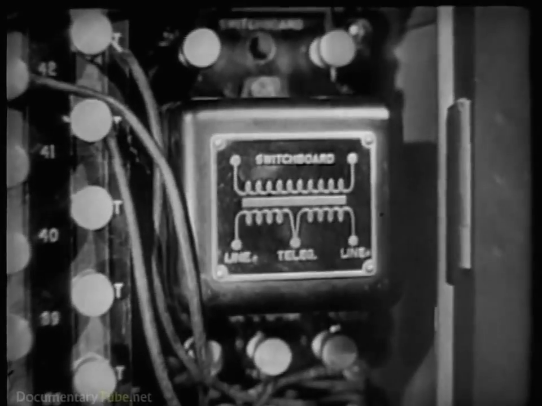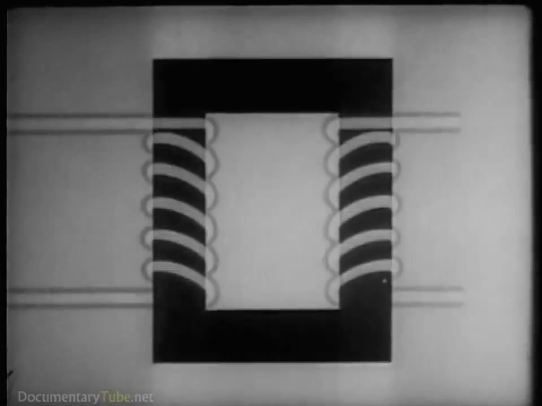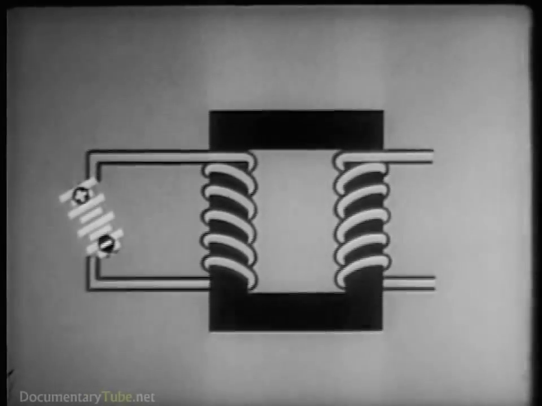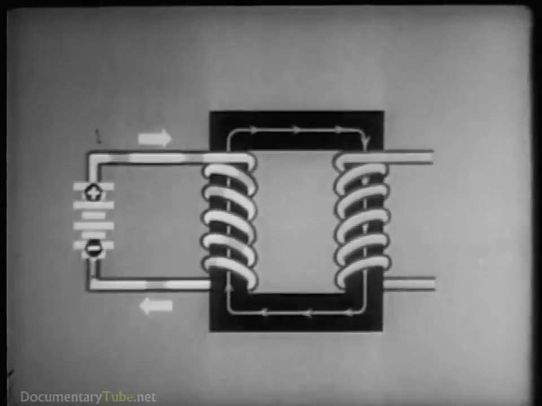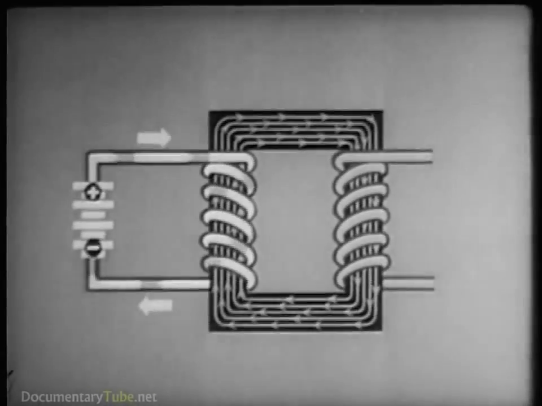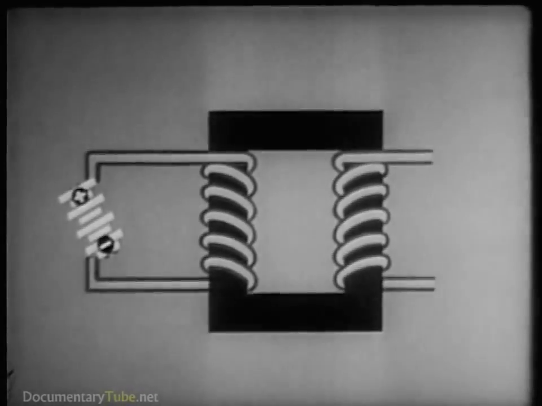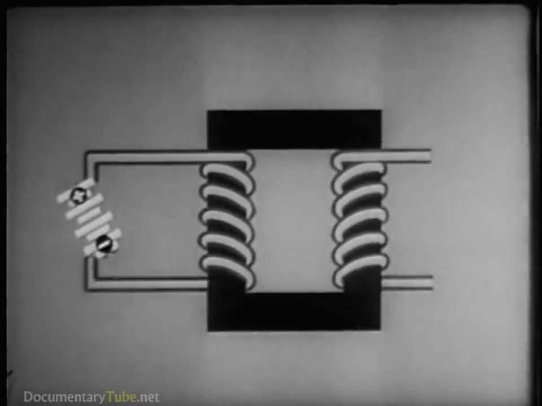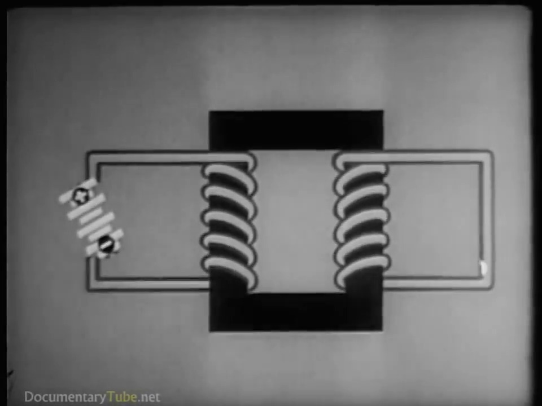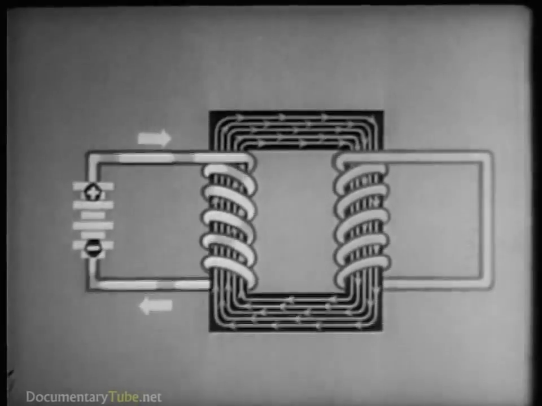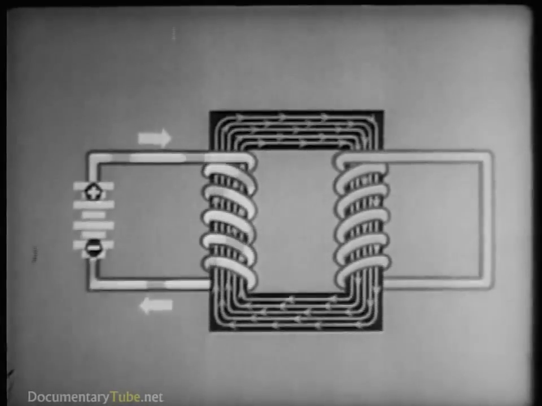It consists essentially of an iron core and 2 windings. Here's what happens when we send direct current through one of the windings. A magnetic flux builds up in the core. Now, let's see what happens when the other winding is part of a closed circuit. Current flows through it during the instant while the magnetic flux is building up. As soon as the magnetic flux reaches a steady value, however, this induced current disappears.